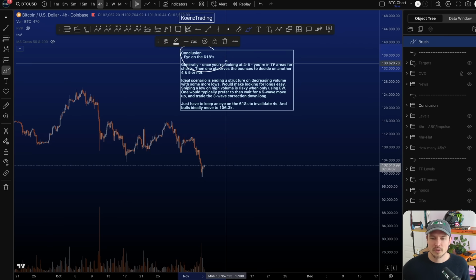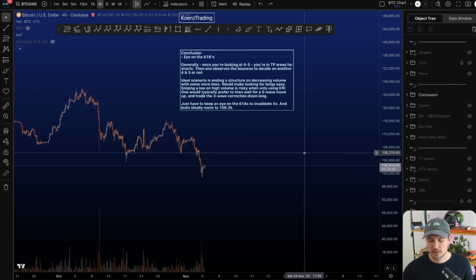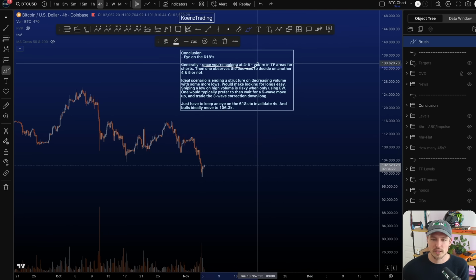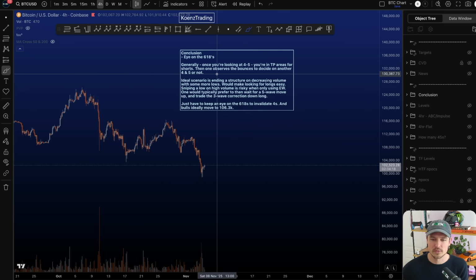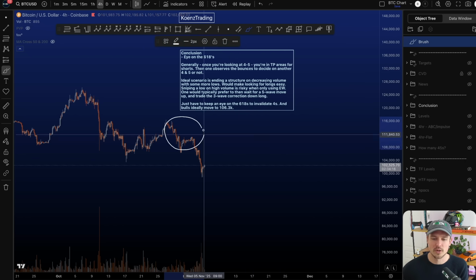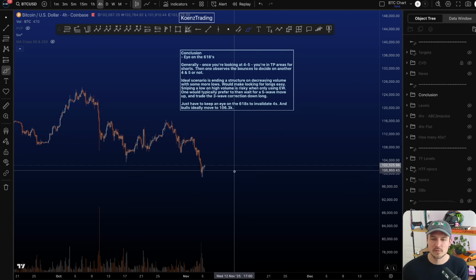So we got to keep an eye on the 0.618s, because once the probabilities are highest, you're looking at wave 4s and 5s, the 0.618 serves as an invalidation pulled from the end of 2 to the end of wave 3. Now, from a trading point of view, once you're looking at wave 4s and 5s, you're in the take profit areas for shorts, because you like to enter in the 1-2s and you like to exit in the 4-5s.